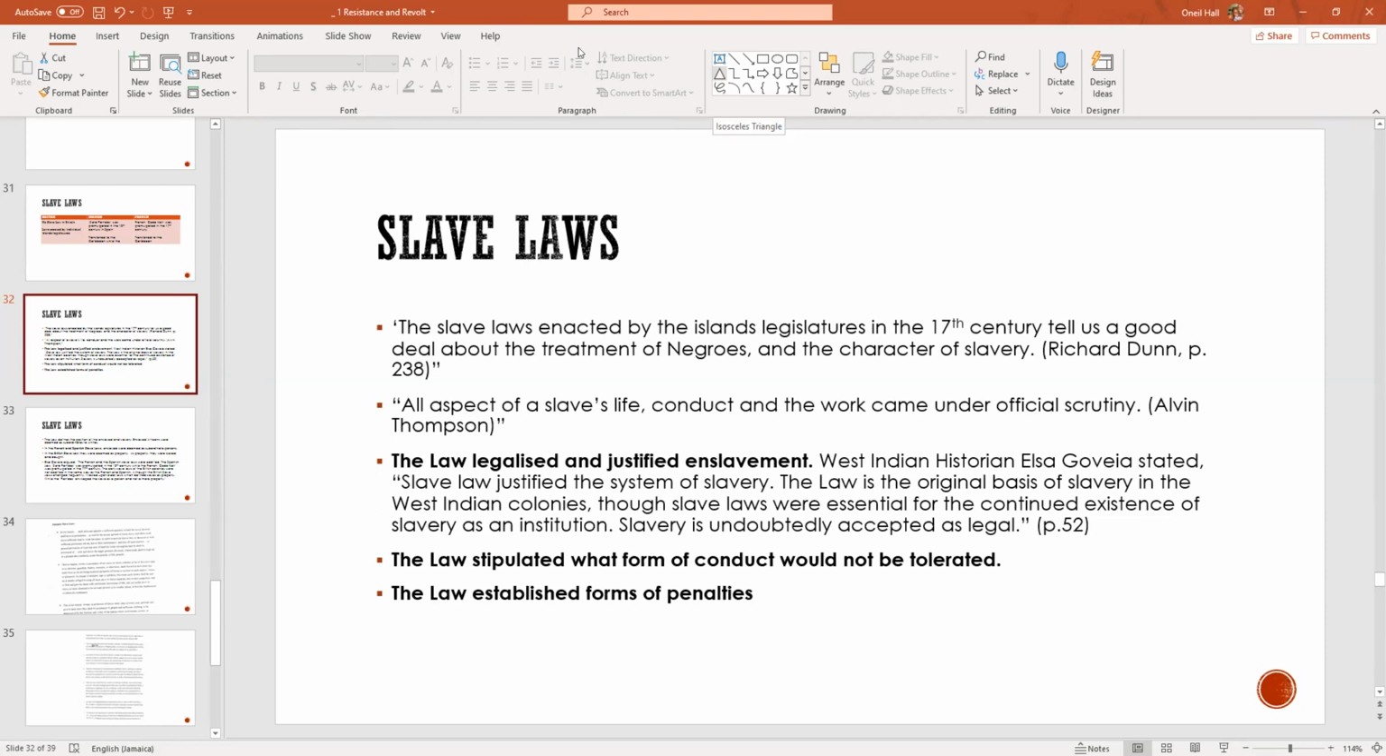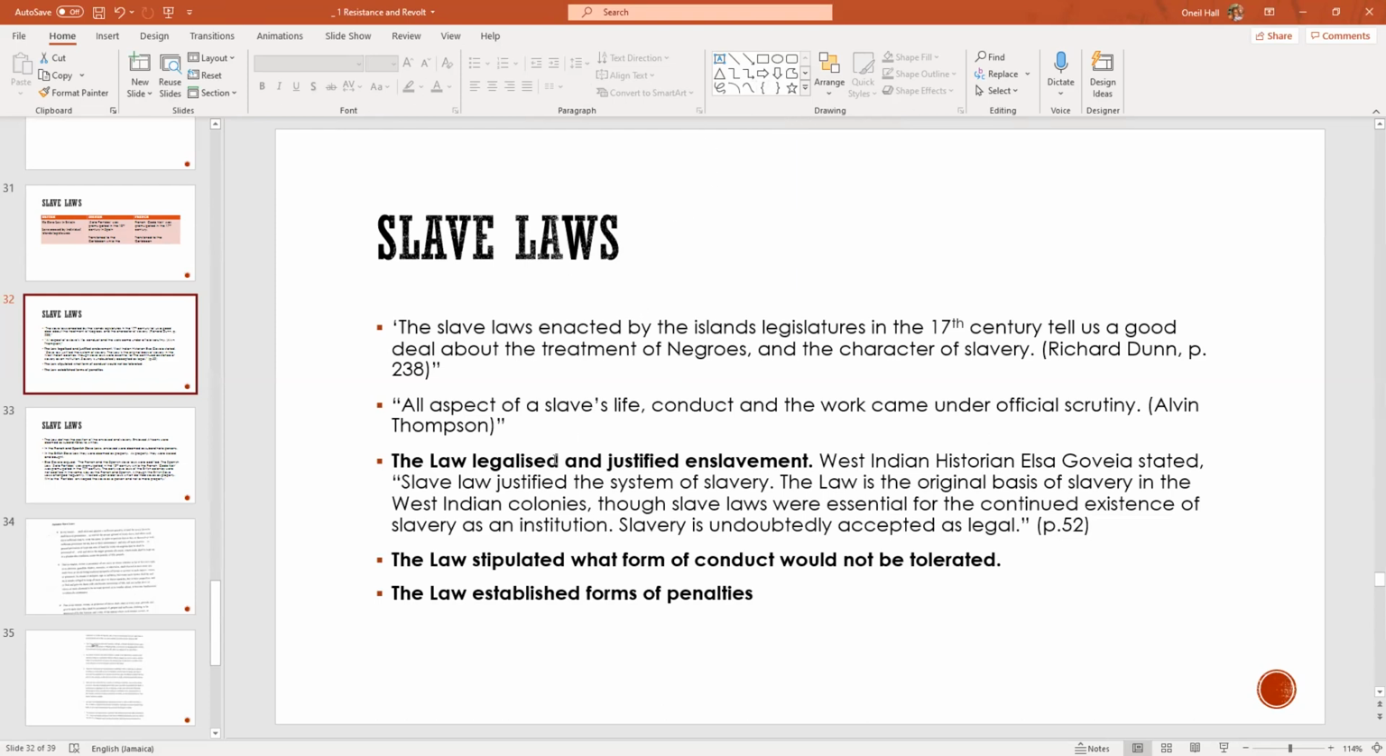And the law also legalized and justified slavery. Now, notice this, because next September when we return, this is a point where we're going to start from. The law legalized, meaning that the law made slavery acceptable in the society.